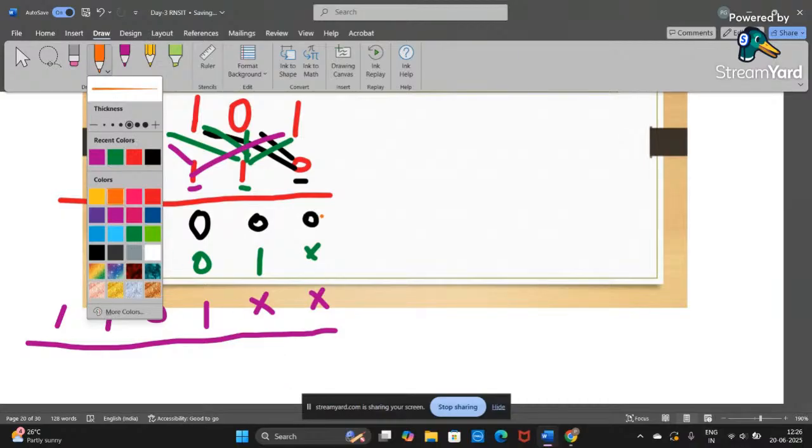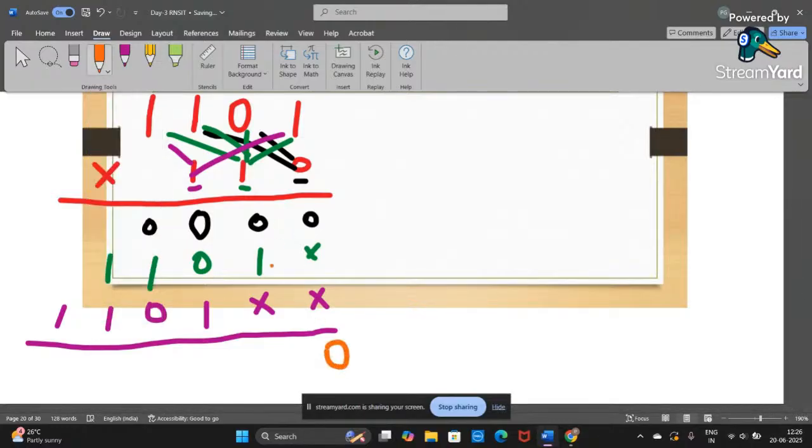So 0 is 0. 0 plus 1, it is what? What is the answer? Sorry. 0 plus 1, it is 1. 0 plus 0 is 0. 0 plus 1, it is 1. Again, here it is 1. 1 plus 1, it is 0.